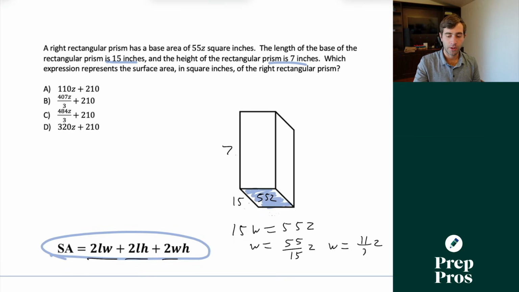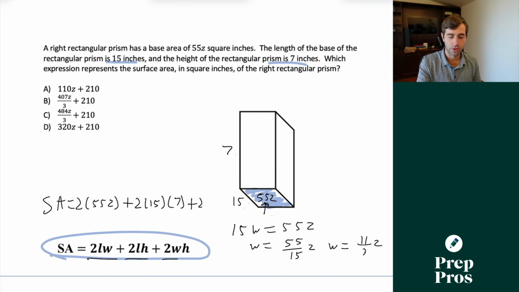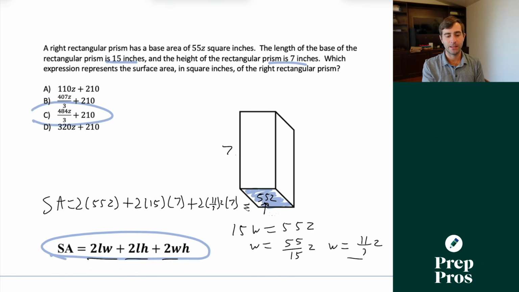We already know that the length times the width is going to be 55z, so our surface area is 2 times the 55z, or you could plug in the length and width there, plus 2LH. We know the length is 15, so 2 times 15 times 7. And then plus 2WH, so 2 times our W, which is 11 over 3 times z. I'm going to move this 15 out of the way just so I don't run out of space here, and then times the height, 7. And so that will end up giving us C as our correct answer.